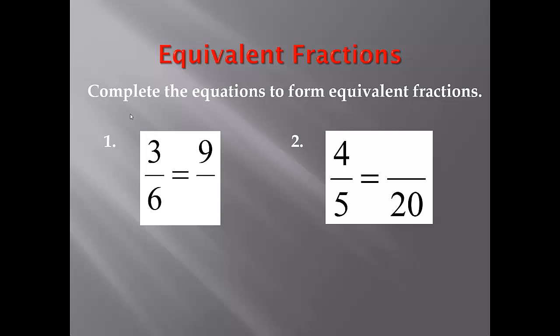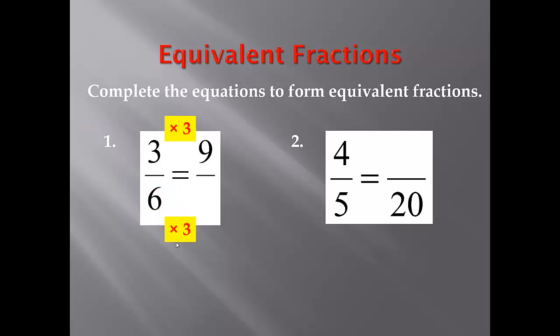So for our first problem, we have 3/6, and that's going to equal 9 over something. We're trying to figure out what would go in the denominator underneath 9. So we have 3 for our first fraction in the numerator, and in our second fraction we have 9. So to go from 3 to 9, we would multiply by 3. So we need to do the same thing for the denominator, so the bottom. We're starting with 6, and we're also going to multiply by 3.